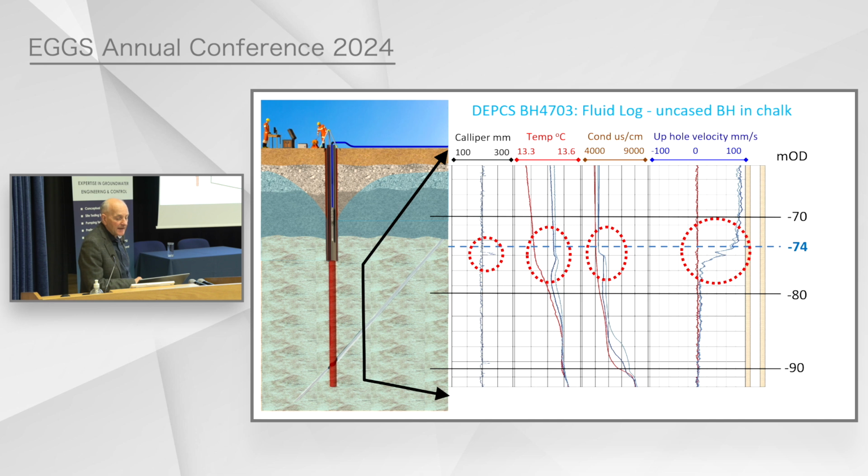You can see there's something happening with the temperature and the conductivity of the water. But the uphole velocity: we put a pump in the well, pump it, and at the same time we measure the uphole velocity in the well. We can see in this case, remarkably, that all of the water we're pumping is entering the well through one fissure at about 74, 75 meters below ground level. They're not often as clear-cut as this, I have to say, but they can be very useful.